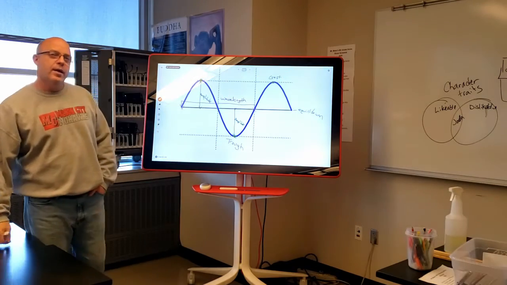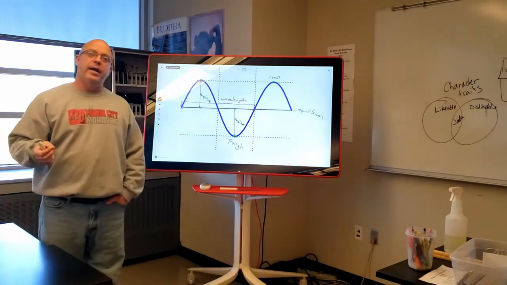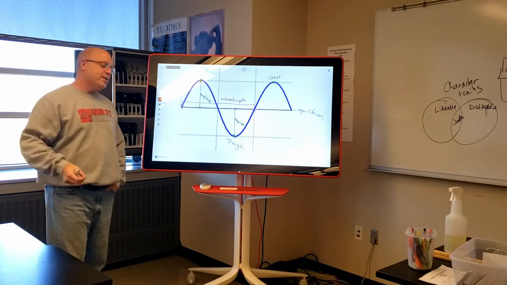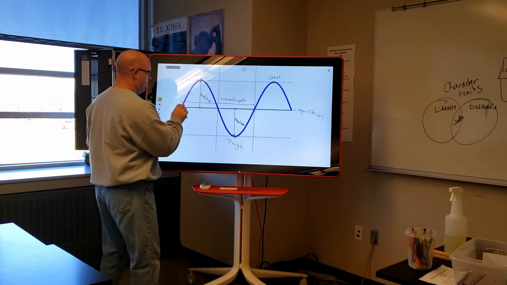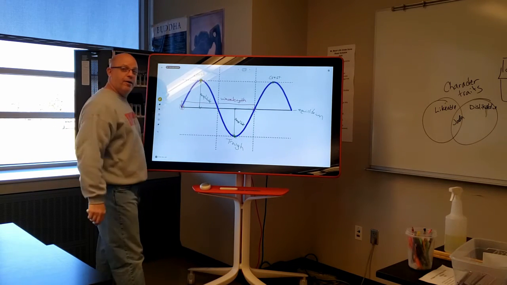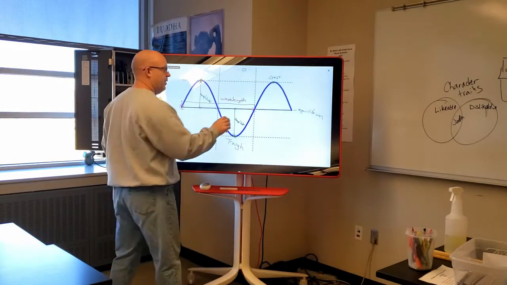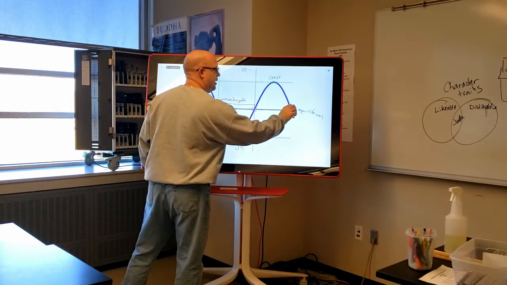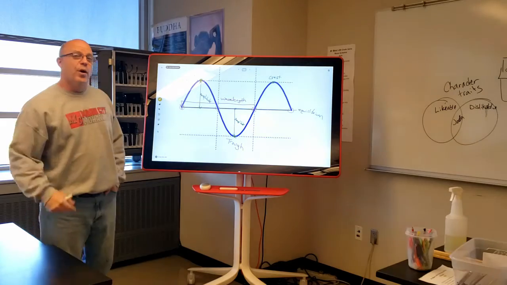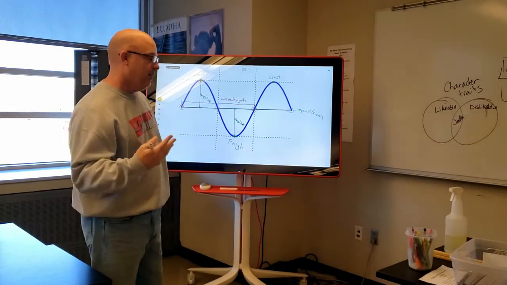Start with a node. A node is any point where the wave crosses equilibrium. So anywhere the wave crosses equilibrium, oh look, it crosses right here, that's a node. It crosses right here, that's a node. So a node is any place the wave crosses equilibrium.